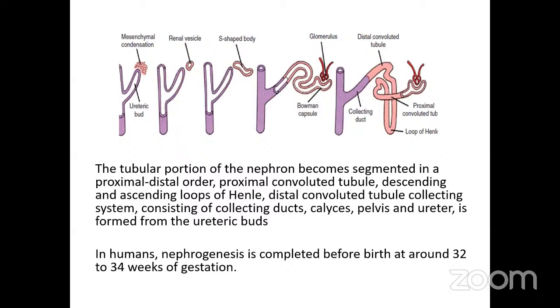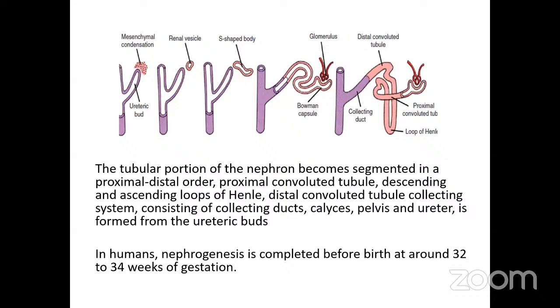The collecting system, consisting of collecting ducts, calyces, pelvis, and ureters, is formed from the ureteric bud. In humans, nephrogenesis is completed before birth, at around 32 to 34 weeks. For postgraduates, you should know the source of development: the proximal convoluted tubule and loop of Henle are formed from the metanephric mesenchyme, whereas the collecting ducts, calyces, pelvis, and ureter are formed from the ureteric bud developing from the mesonephric duct or Wolffian duct. So in humans, nephrogenesis is completed before birth at around 32 to 34 weeks of gestation.